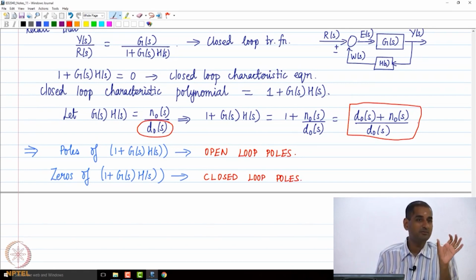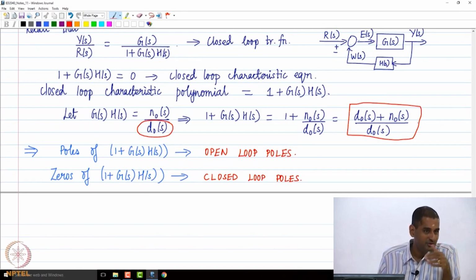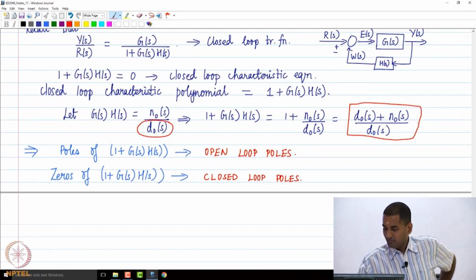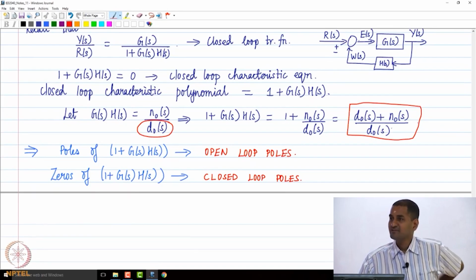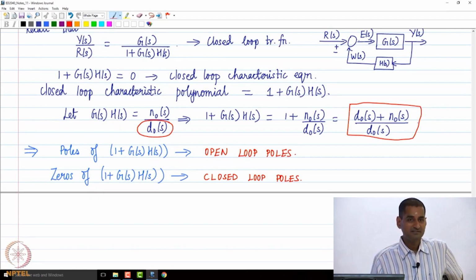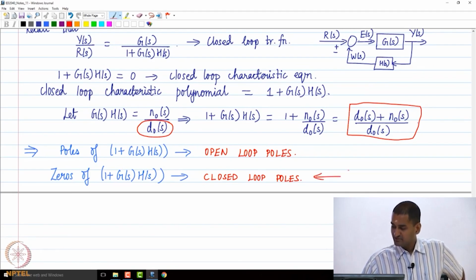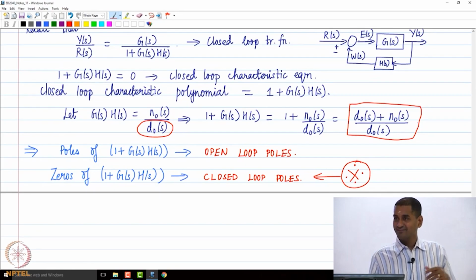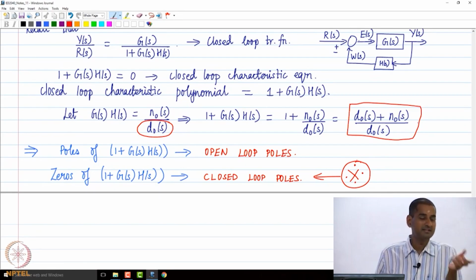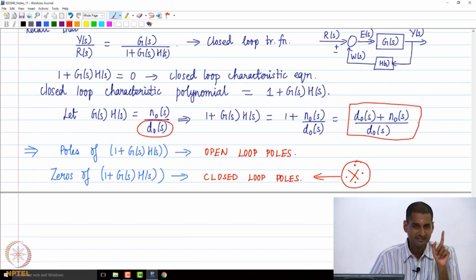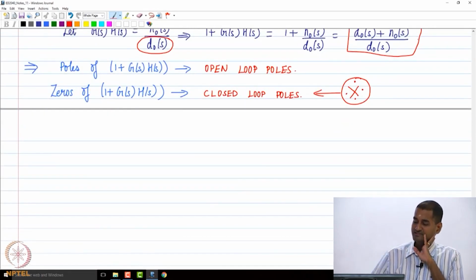I am considering the polynomial 1 plus G(s)H(s), which is a ratio of 2 polynomials. It so happens that the denominator polynomial of 1 plus G(s)H(s) is the same as the denominator polynomial of the open loop transfer function. So, the poles of 1 plus G(s)H(s) are nothing but the open loop poles. The zeros of 1 plus G(s)H(s) are the closed loop poles. This is of importance for us, because when we design the closed loop system, we are worried about the closed loop poles. Open loop poles are already given to us. We are worried about what the closed loop poles are, in other words, what the zeros of 1 plus G(s)H(s) are. Is it clear?